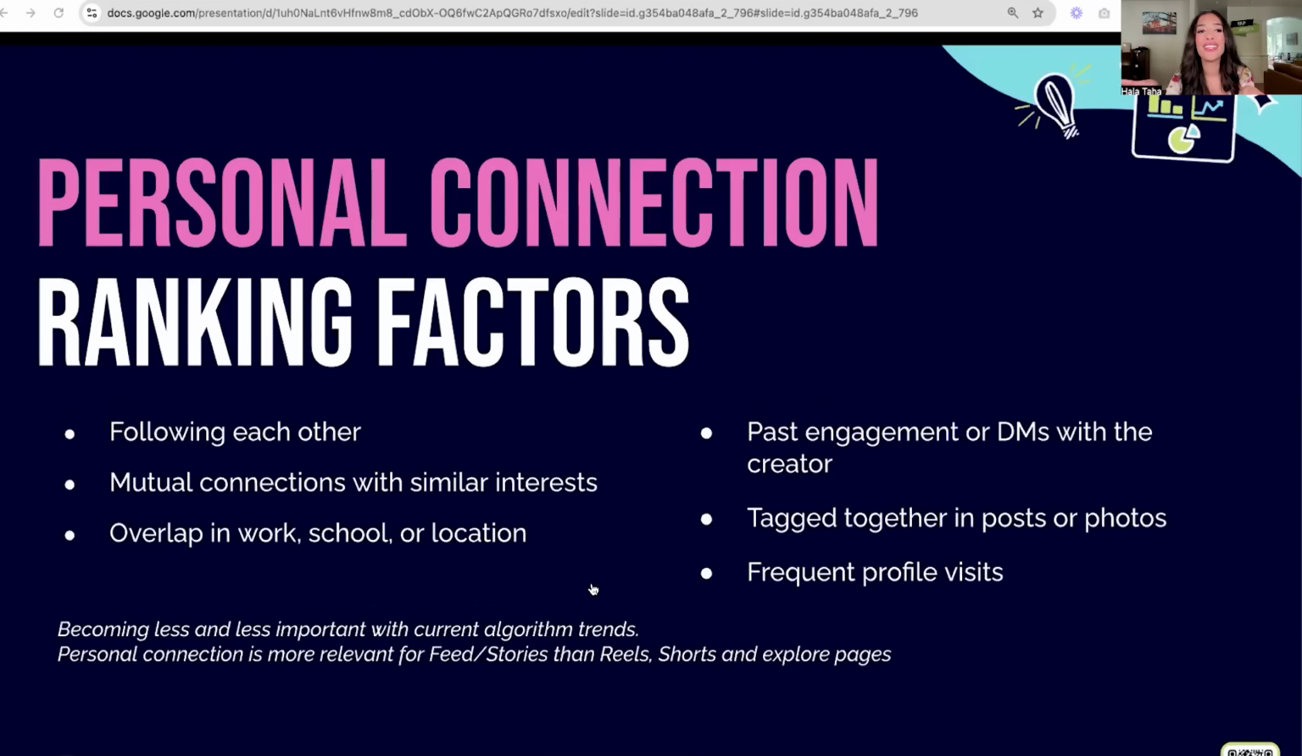And then lastly, personal connection. So are you following each other? Are you DMing each other? Platforms like LinkedIn, you can see if you've got similar work experience, school, location. Are you tagging each other and so on? So again, personal connection is becoming less and less relevant as these platforms really lean into interest relevancy and engagement probability.